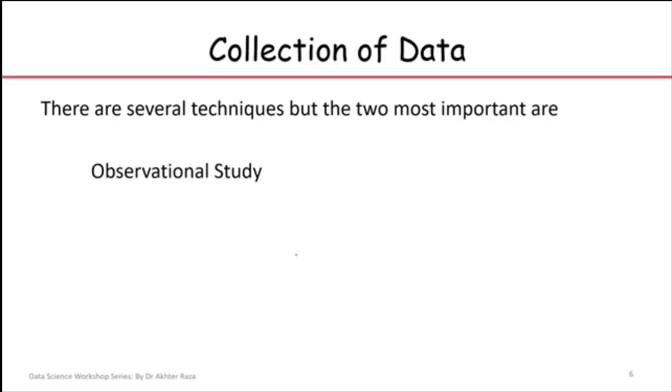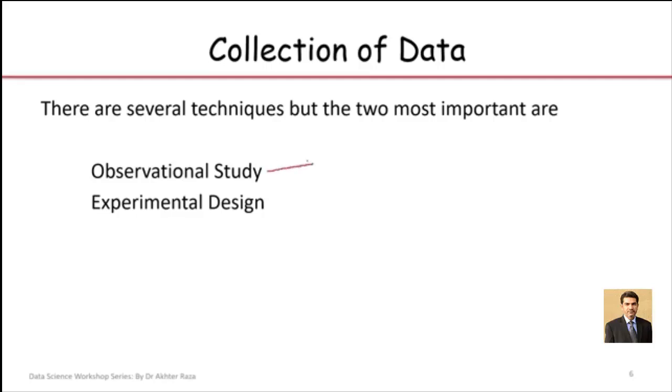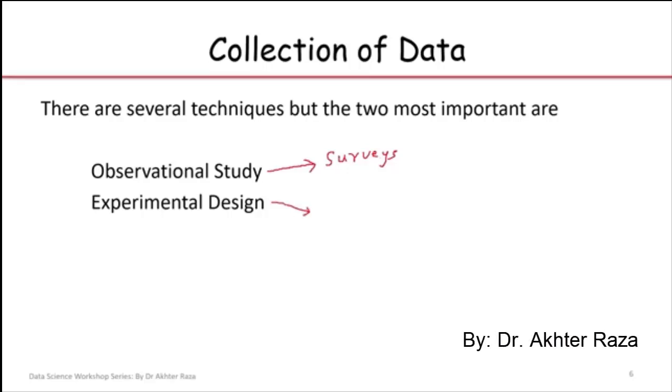Observational study and experimental design. These are the two major parts of data collection techniques. In observational studies, most of the time, the data is readily available, or by surveys, we have to collect that data. But in experimental design, it is a controlled experiment.